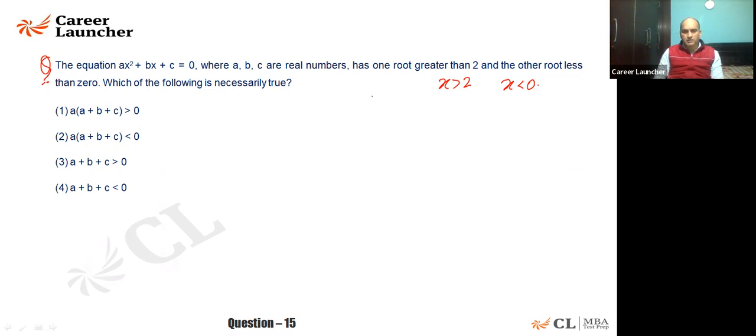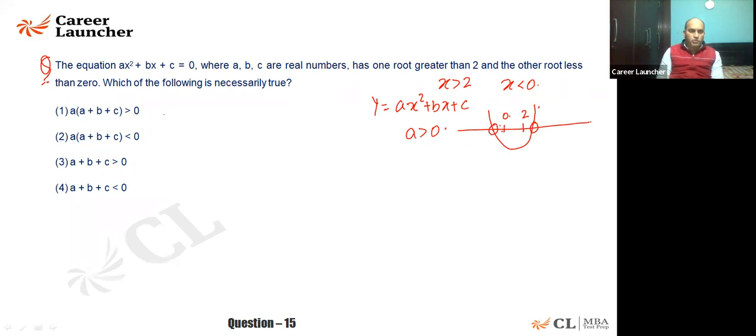Now, the first case is y is equal to ax square plus bx plus c. You got a is greater than 0, so the parabola will form in the upward direction. Now the roots: one is less than 0, so 0 is here. That's why one root is less than this, and the second root is greater than 2. So I know one root will be this and the second root will be this.